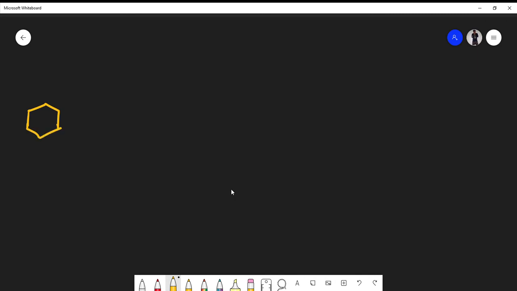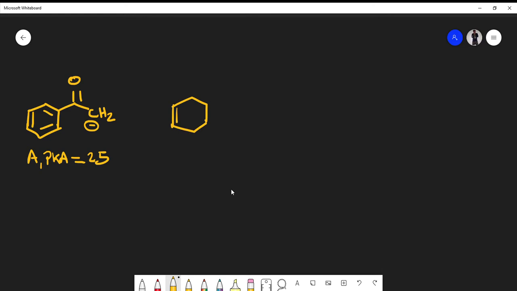Here is structure A. Now this is it after it gets deprotonated, right? This is structure A. The pKa is actually 25. Structure B, this is structure B, and the pKa is equal to 23.